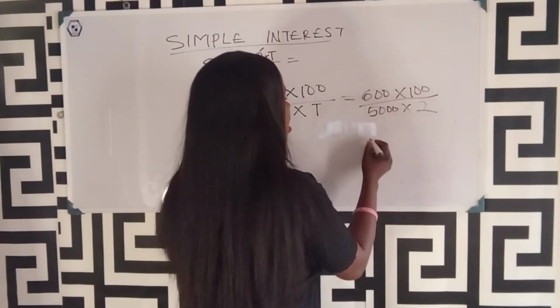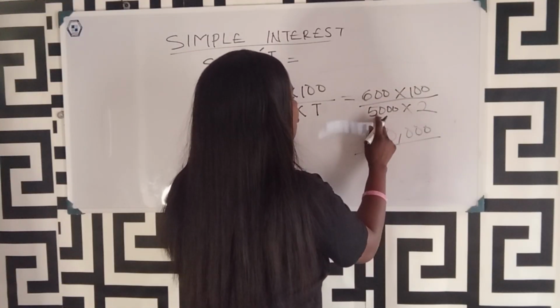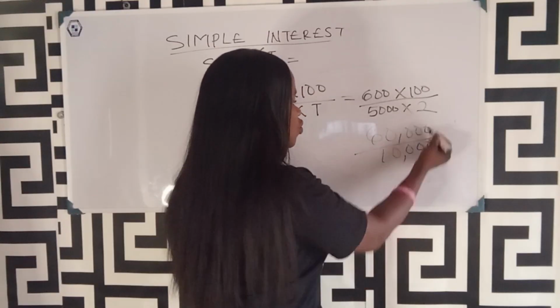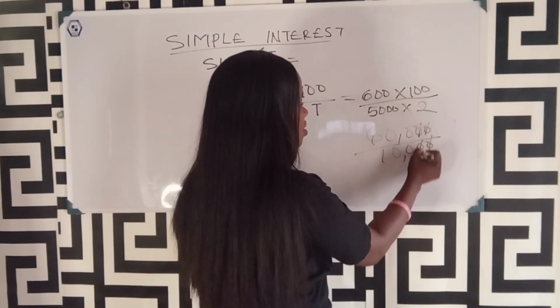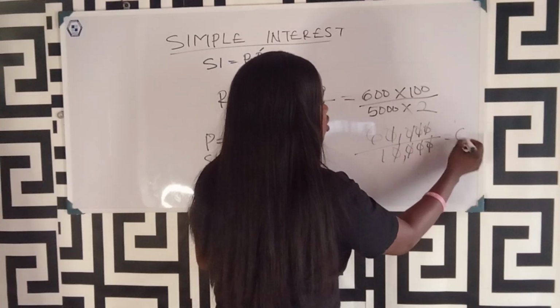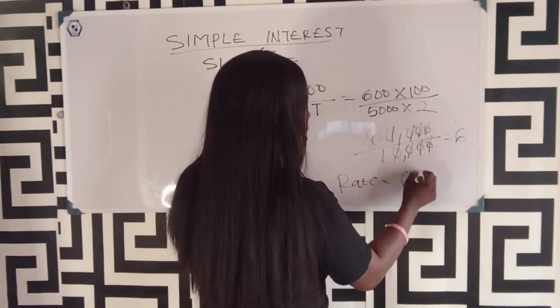600 times 100 is 60,000, divided by 5,000 times 2, which is 10,000. So if you do your cancel, 6 divided by 1 is 6. So our rate is equal to 6%.